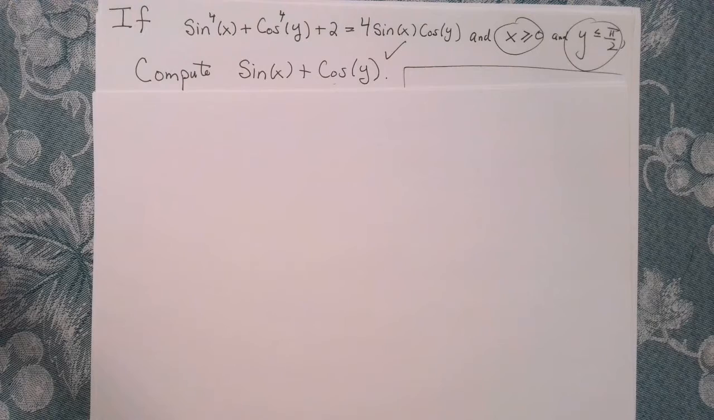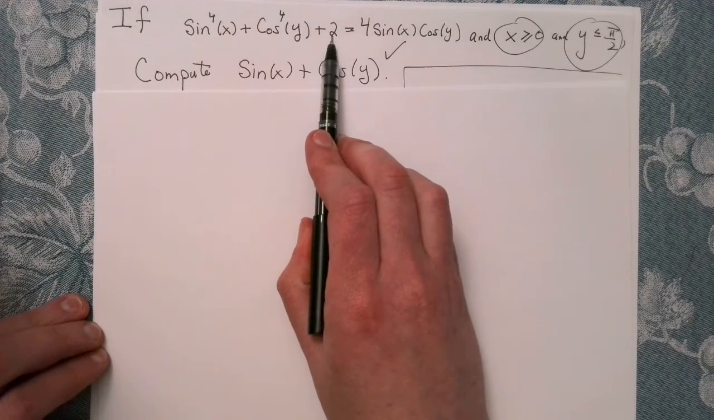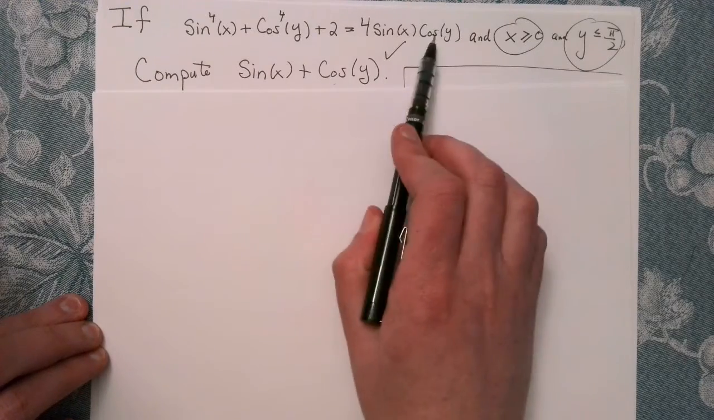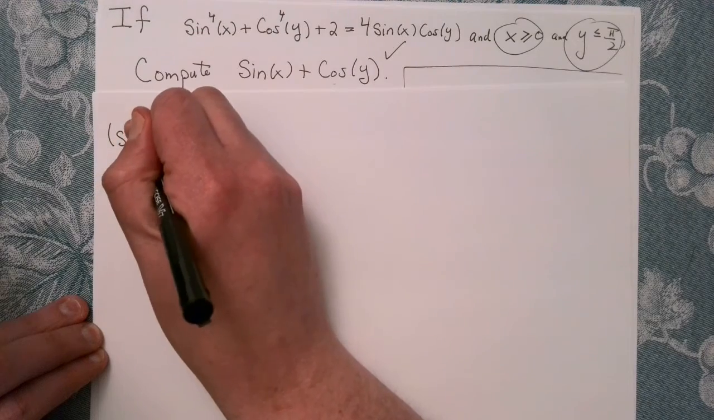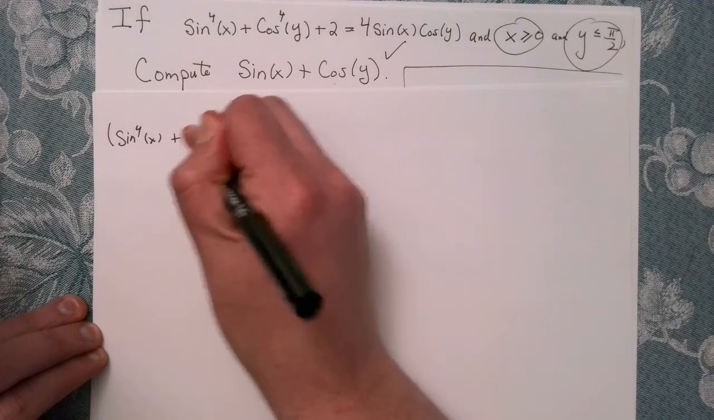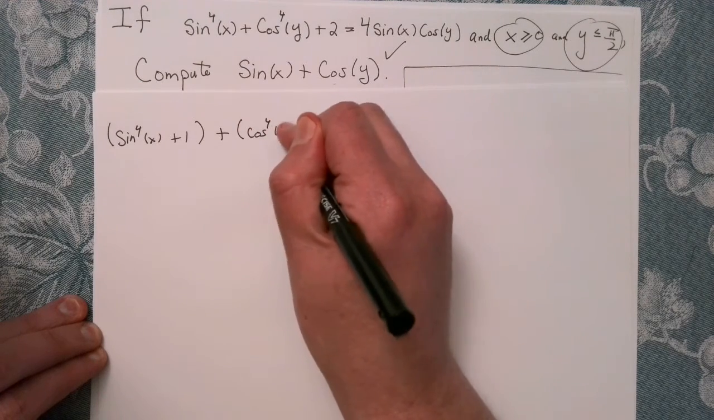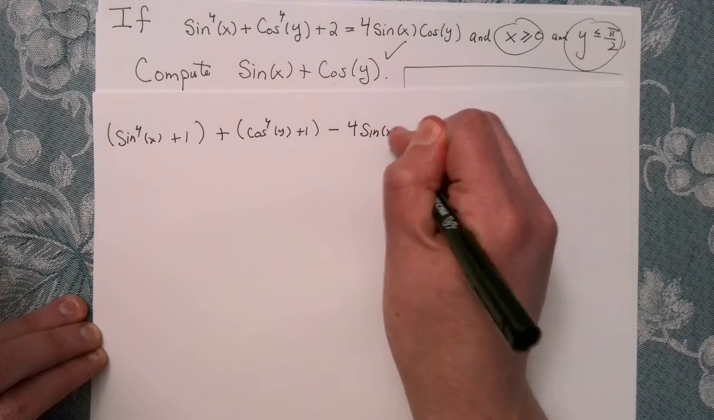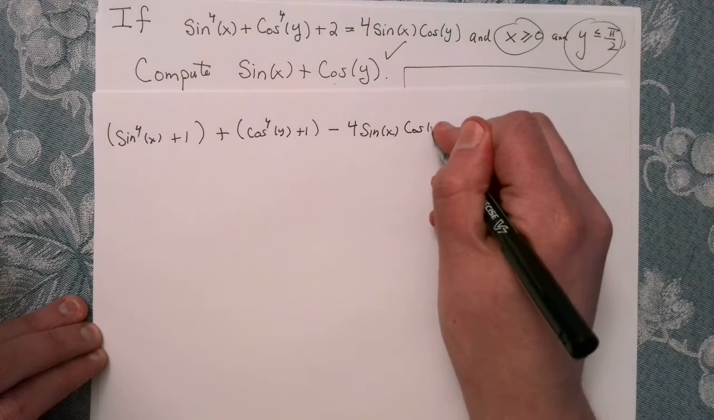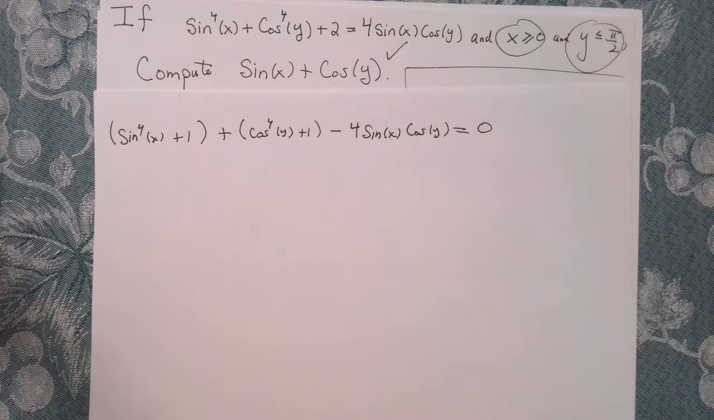So we're going to do some clever algebra to solve this. The first thing I want to do is split this 2 up into 1 plus 1, and then I also want to subtract this quantity from both sides. So let's see what that gives us. We've got sine to the fourth of x plus 1, because I'm splitting the 2 up, plus cosine to the fourth of y plus 1, minus 4 sine of x times cosine of y equals 0. So that seems pretty good so far.